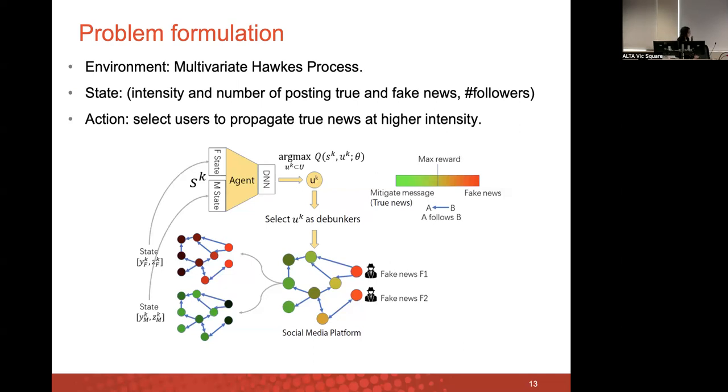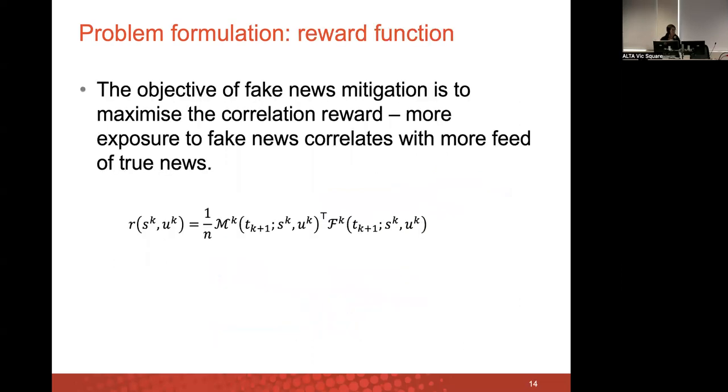You can see this is the reward function that we use. The purpose is, the more exposure someone has to fake news, according to our policy, we give this user more exposure to true news. So basically, if you are someone who has been reading fake news, we will give you more true news to mitigate it. That's the reward function, and that will give us the best reward. It is called the correlation reward. And here is the detail. The objective of fake news mitigation is to maximize the correlation reward, as I said just now.